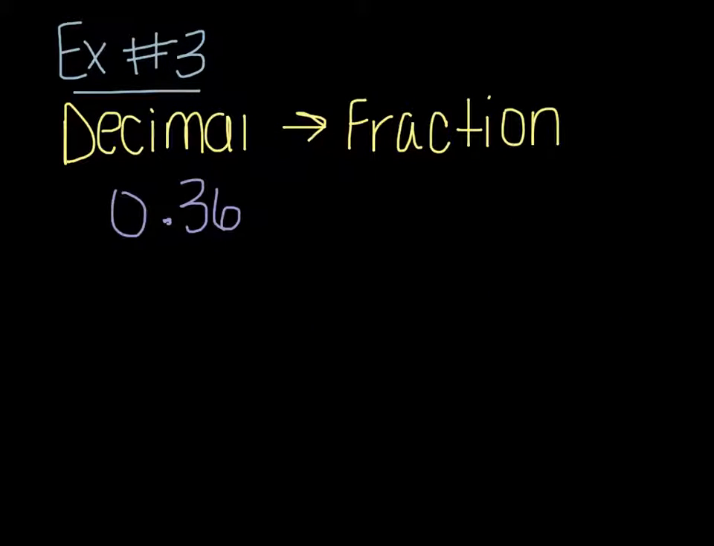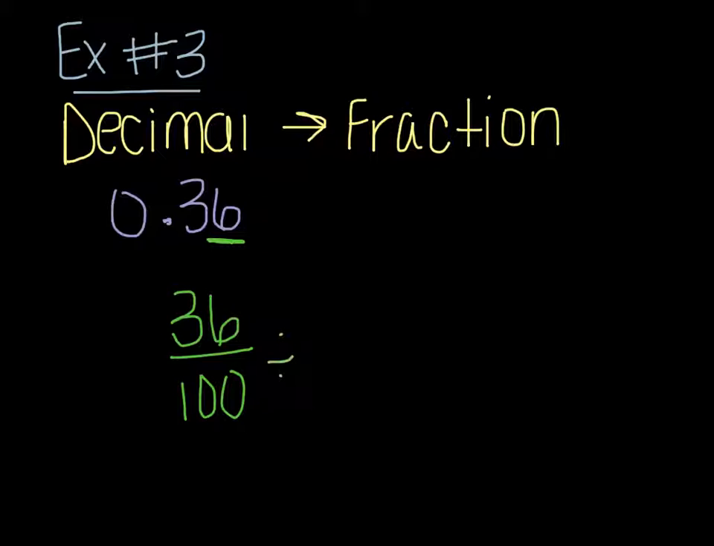All right, if you were confused in example number 1, I want you to write this down on your homework. So again, we're going from a decimal to a fraction. So what we do is we look at the last digit to the right, which is the 6. The 6 is in the hundredths place. So I put 36 over 100 because it was in the hundredths place. And then all I do is reduce it. 36 and 100 are both even numbers.